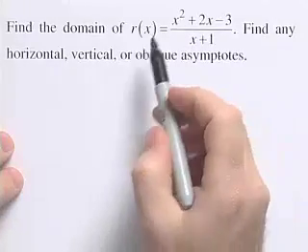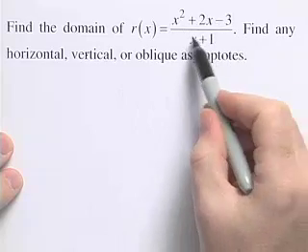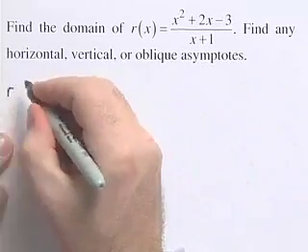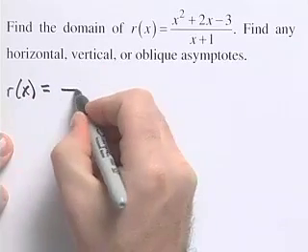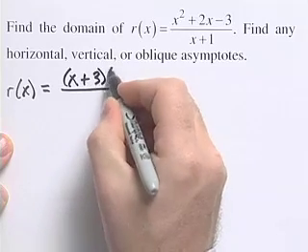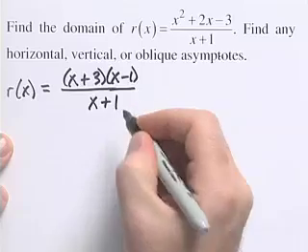For this problem, we're again going to determine the domain of a rational function and try to determine any vertical, horizontal, or oblique asymptotes. Here our function is r of x equals x squared plus 2x minus 3 divided by x plus 1. We're again going to factor both the numerator and denominator. So we'll have r of x is equal to (x plus 3) times (x minus 1) divided by (x plus 1).